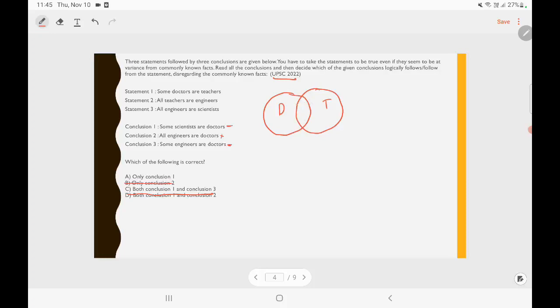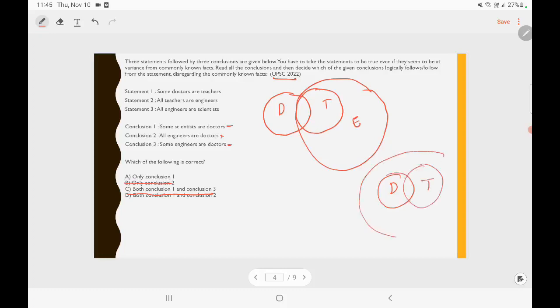Now all teachers are engineers. So we can draw like this. All teachers are engineers. Or it can also come like this. If this is doctors and this is teachers, it can also come like this. Then also all teachers are engineers. Right. Now it says that all engineers are scientists. So it can come like this. It can also come like this. So there are different possibilities.